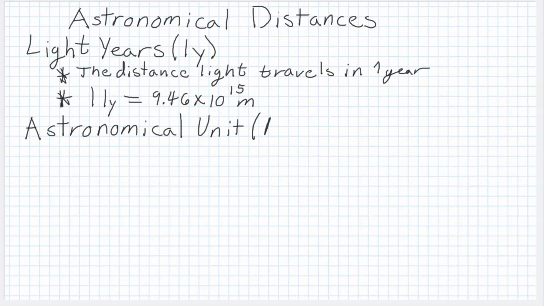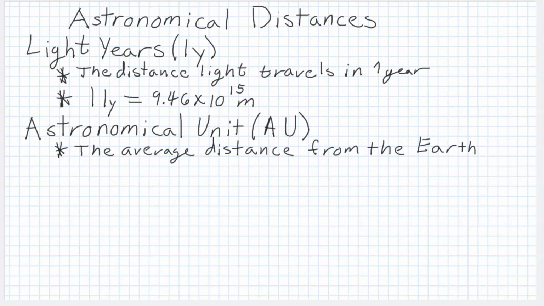Another unit we're going to use in astrophysics is the astronomical unit, which we'll abbreviate uppercase A, uppercase U. An astronomical unit is the average distance from the Earth to the Sun. To put this into perspective, how much less this is than a light year, this distance would take about 8 minutes for light to traverse. So it would be the equivalent of 8 light minutes. 1 astronomical unit is equal to 1.5 times 10 to the 11 meters.